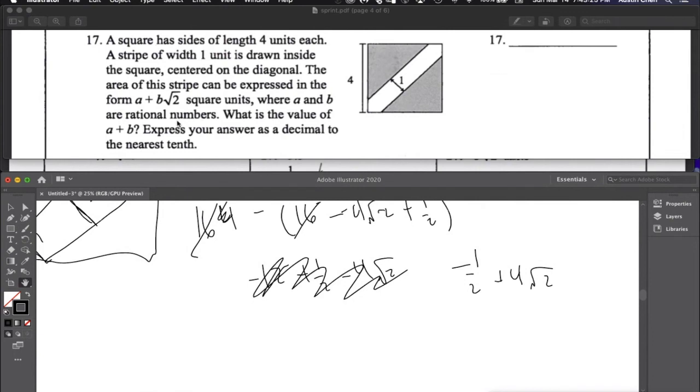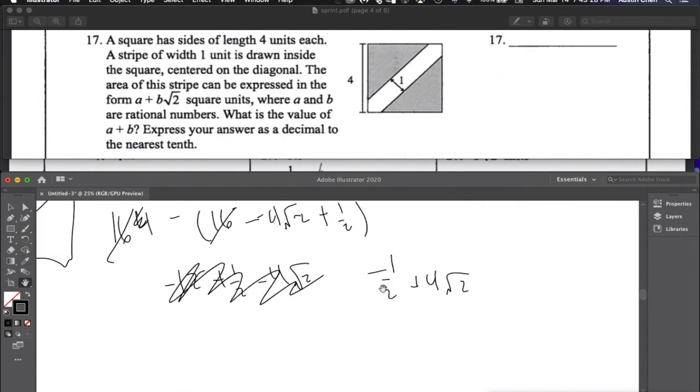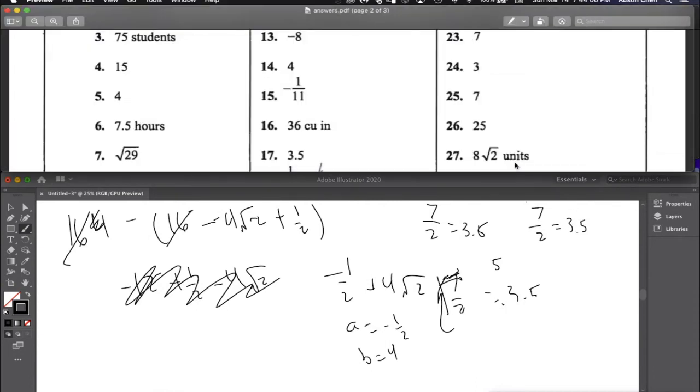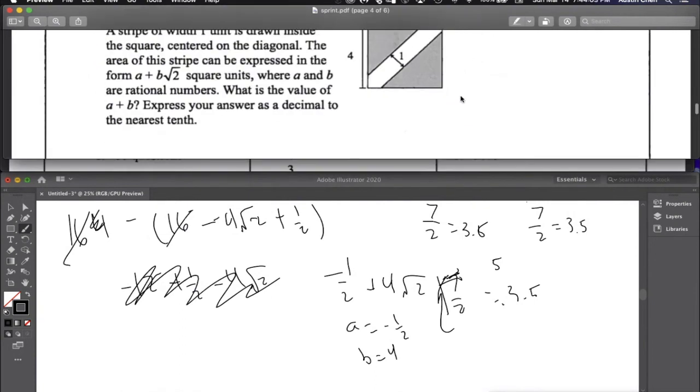Okay, and then if we look at our expression format, a will equal negative 1/2, b will equal 4. And then the sum is going to be 4 minus 1/2, which is 7/2. Oh, okay, to the nearest tenth. My handwriting is very bad. See, my 5s look like a 6. 7 halves is equal to 3.5. And that is our answer.